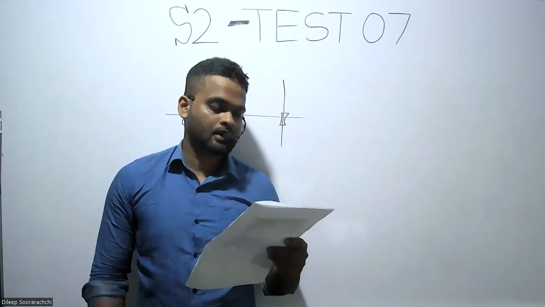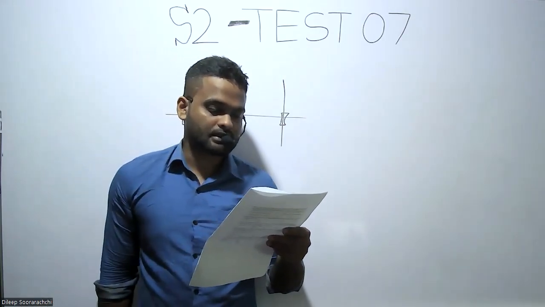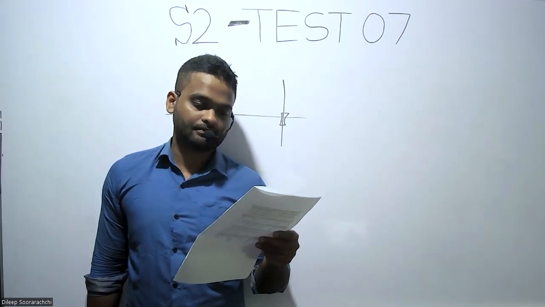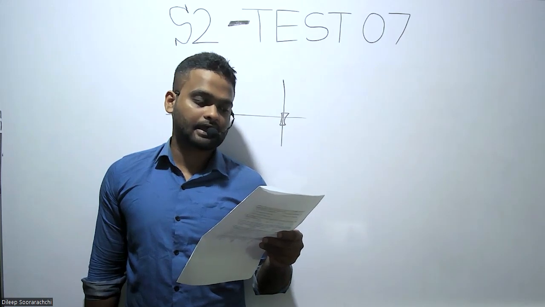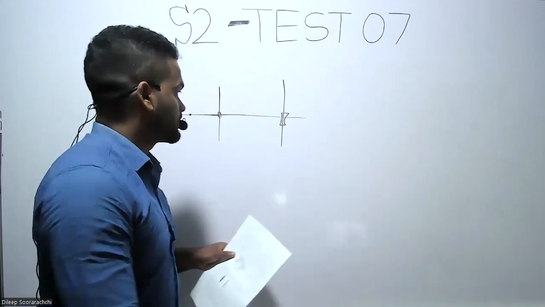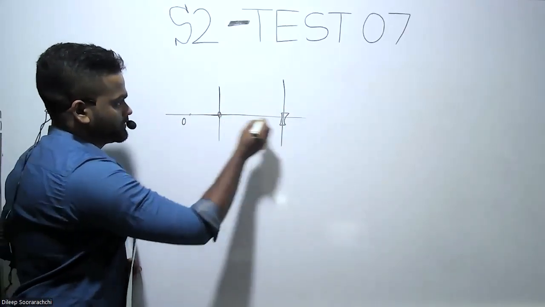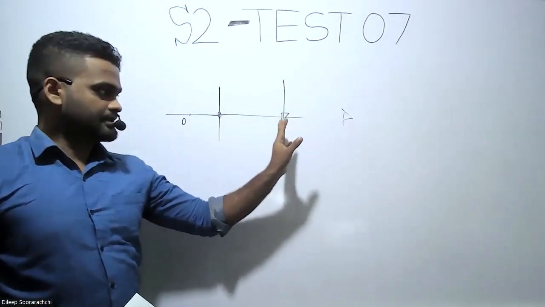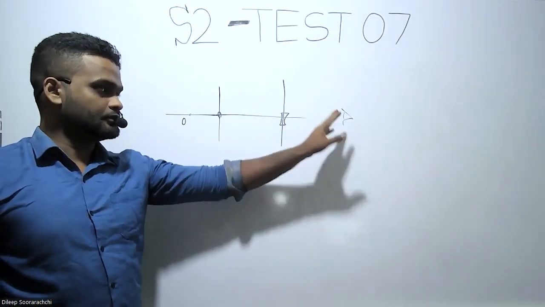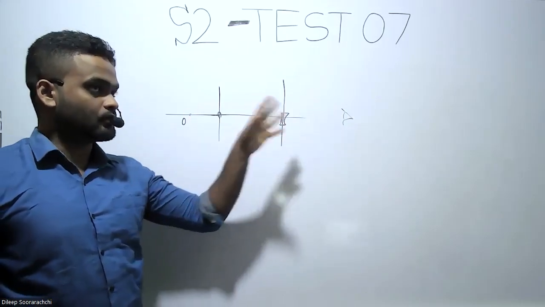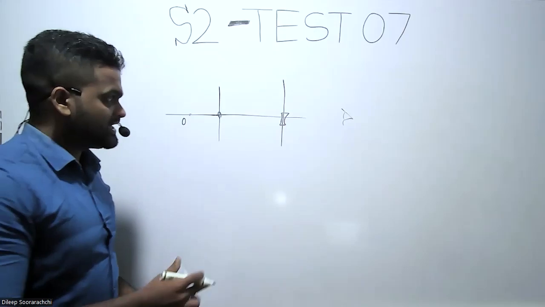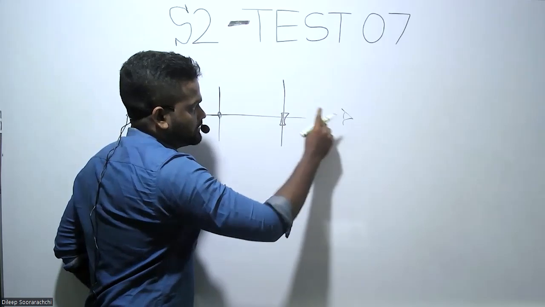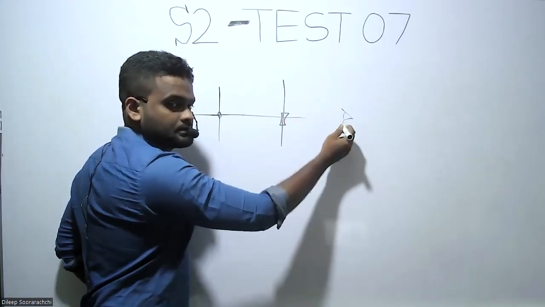Sixth question. When you look through the concave lens, the image of O is seen at infinity. The focal length of the concave lens can be... Okay, so the object is here, you look from here, right? They say the image of this object is formed at infinity, meaning the last rays coming to the eye are parallel. That is what it means.